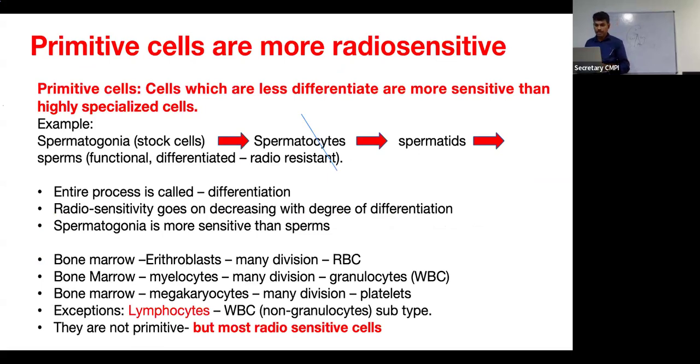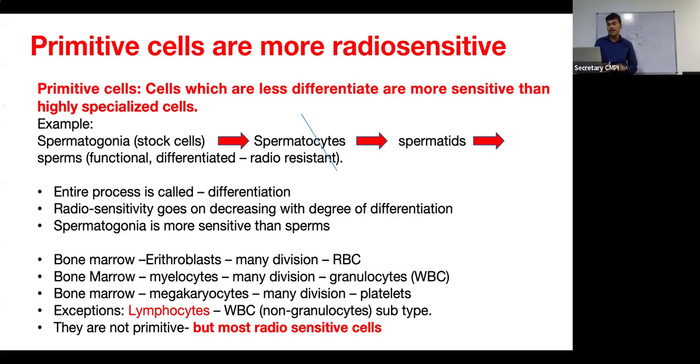What are primitive cells? Let us take the example of sperms, the reproductive cells. The base cell is spermatogonia, that is the stem cell. They divide, then convert to spermatocytes, then spermatids, and the sperms are the final product. So the sperms are the highly functional cells. This process is called differentiation. Spermatogonia is the stem cell, sperms are the functional cells. So this is the degree of how it is formed.